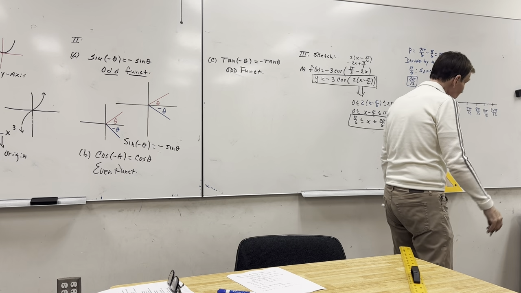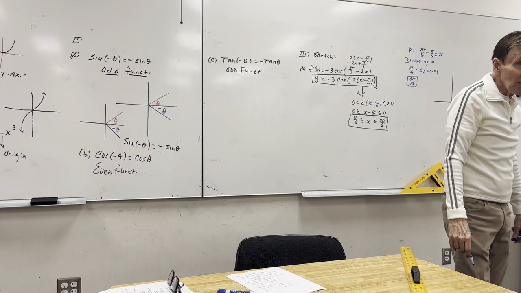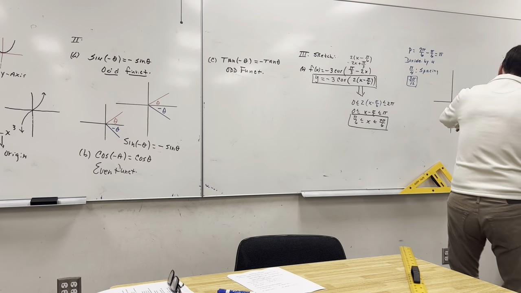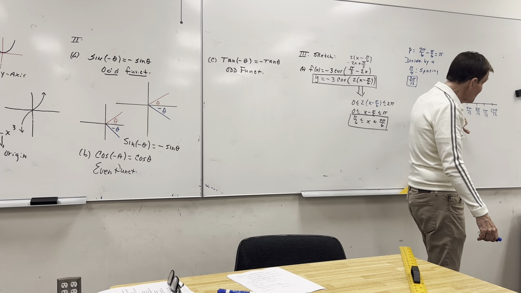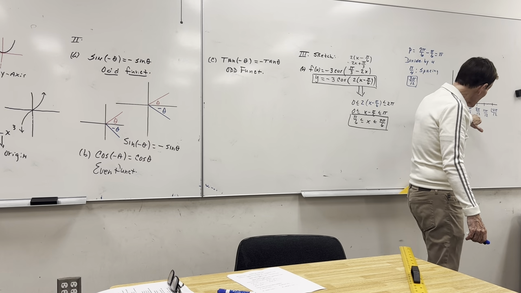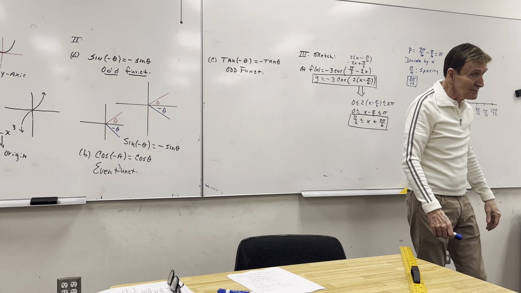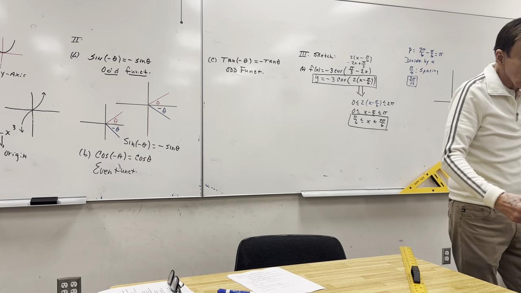And of course, 14 pi over 12. So we now have all 5 points we need. And by the way, keep in mind, this corresponds with 0 in the parent graph, pi over 2, pi, 3 pi over 2, and 2 pi. Now I'm ready to graph this.